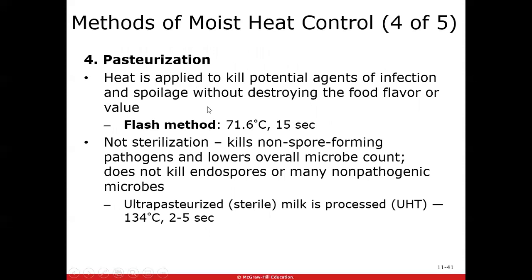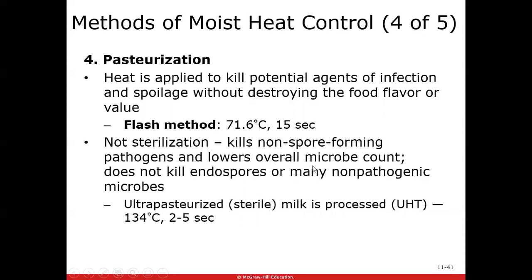Then you have pasteurization. In pasteurization, heat is applied to kill potential agents of infection and spoilage without destroying the food's flavor or value. They have a flash method, which is 71.6 degrees Celsius, about 170 degrees Fahrenheit, for 15 seconds. That's the flash method of pasteurization. So this is not sterilization. It doesn't kill the spore-forming pathogens.